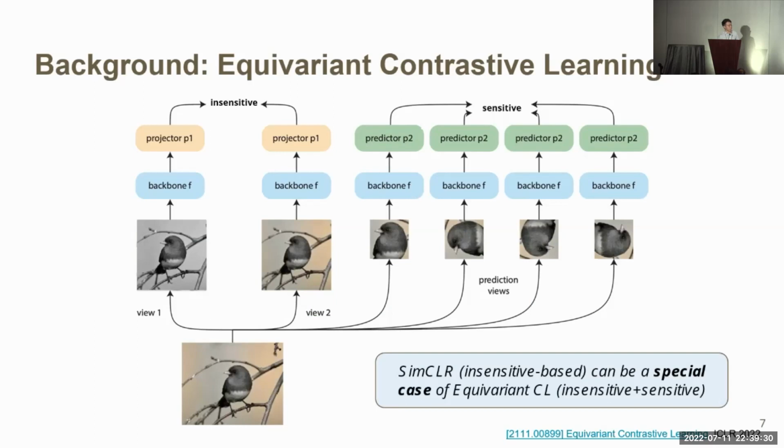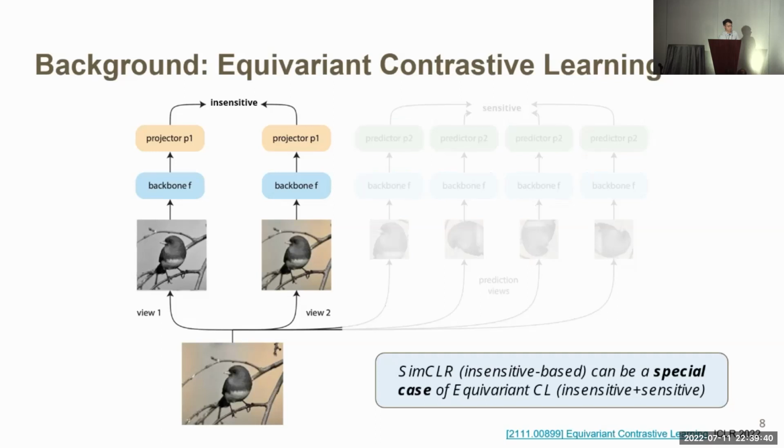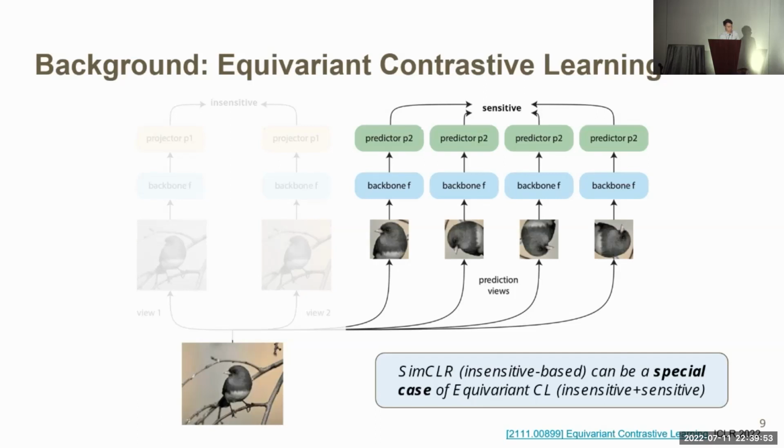How can we have one model that has insensitive information and sensitive information at the same time? We can have a multitask framework as shown in this figure. On the left-hand side, we have a regular contrastive learning framework that encourages the representation be insensitive to grayscale. On the right-hand side, we use the model to predict the rotation angle of an input image, so we can make the representations be sensitive to four-fold rotation. This framework is called equivariant contrastive learning.